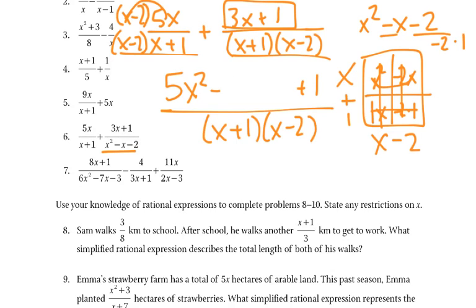Negative 10 plus 3 would actually give us, so negative 10x plus 3x would give us negative 7x, and we would call that good. Okay? Because this won't be able to simplify.